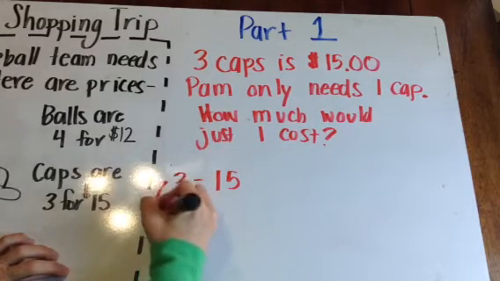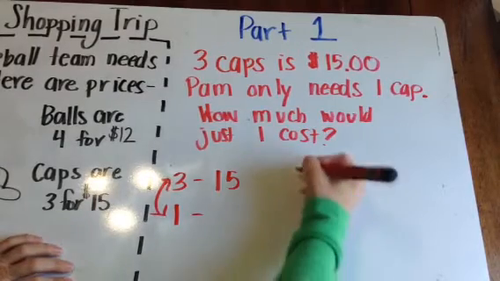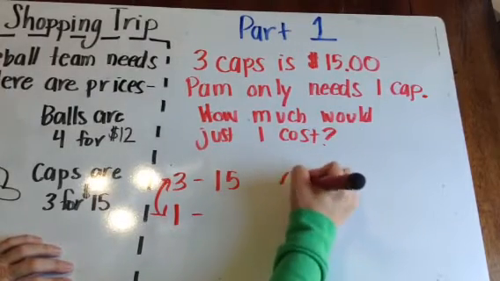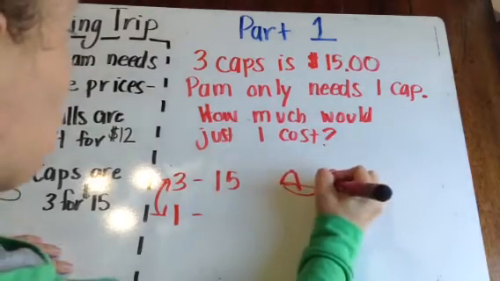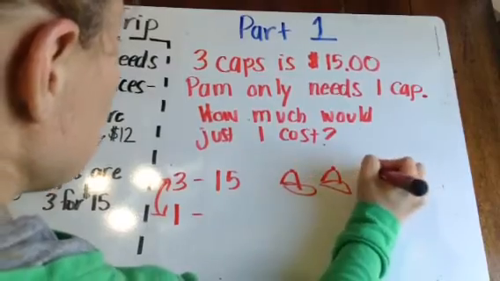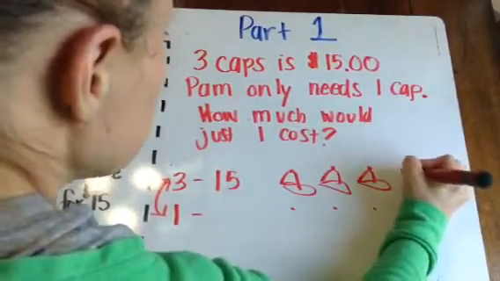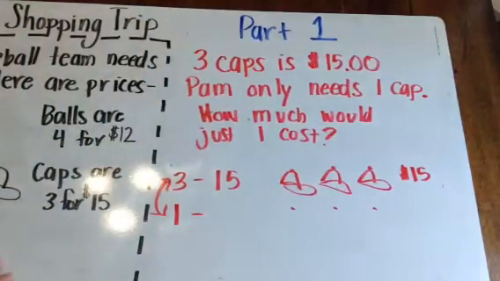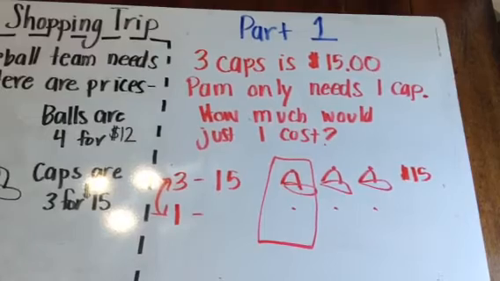You could look at the relationship here the same way that I did, or you could take 3 caps, and I'm going to try to draw these pretty quickly so they may not be super fancy. And you could figure out how much each one costs by passing out the $15. And then you could find out how much 1 cap would cost.